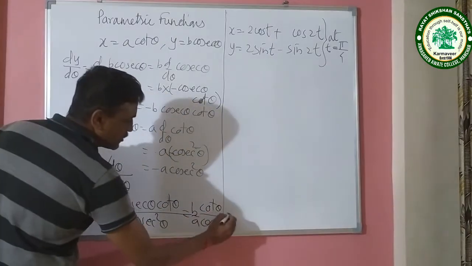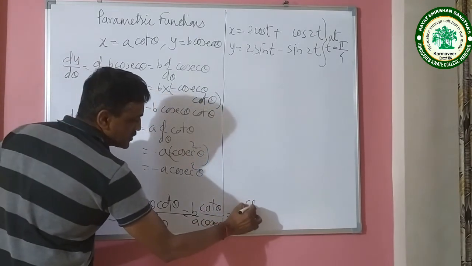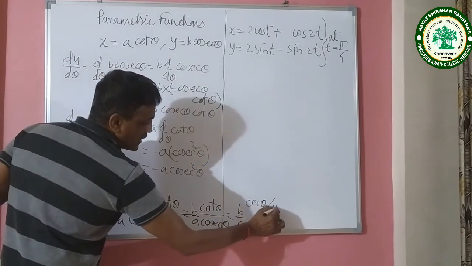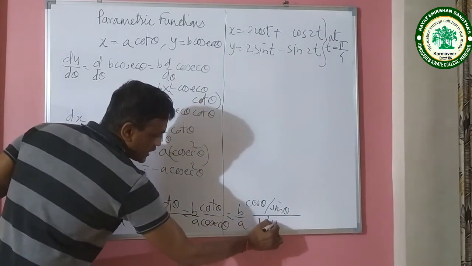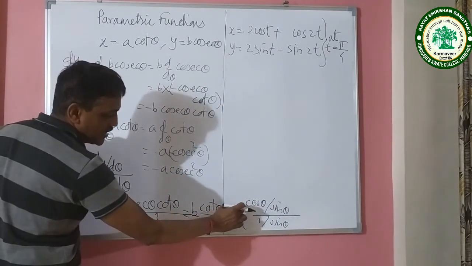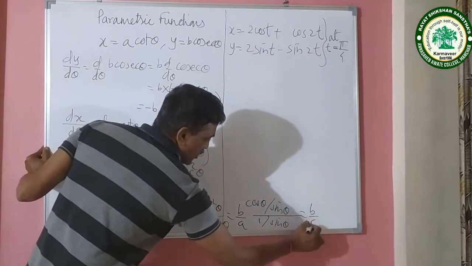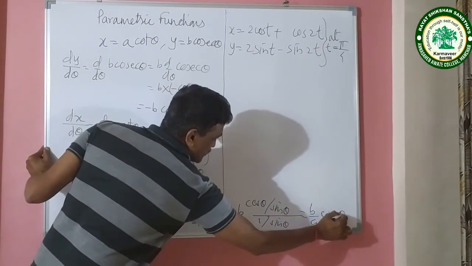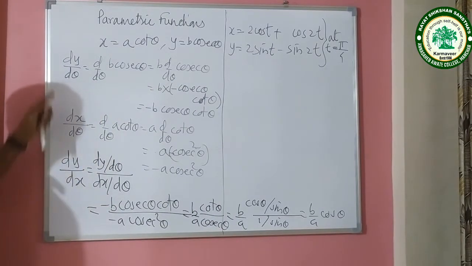So it is b upon a. Cot means, see, cot means cos theta upon sine theta. And cosec means 1 upon sine theta. Upon sine will get cancelled. What remains? Cos theta. So b upon a cos theta. So final answer b upon a cos theta. This is the derivative of parametric functions with respect to theta.